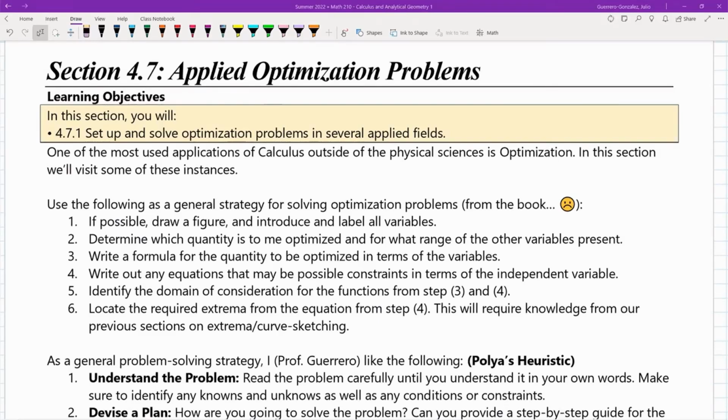Hello, everybody. This is lecture 4, section 4.7, applied optimization problems. In this section, we're going to be taking a step outside of mathematics and going into some of the physical sciences to do a little bit of work there.